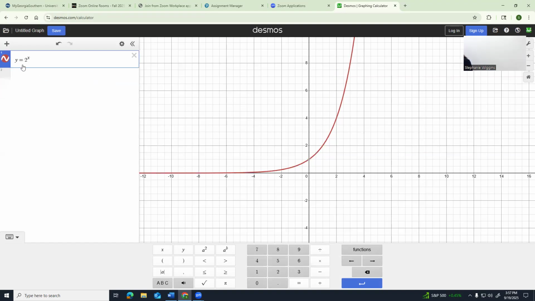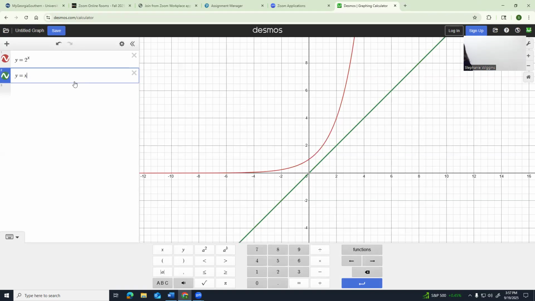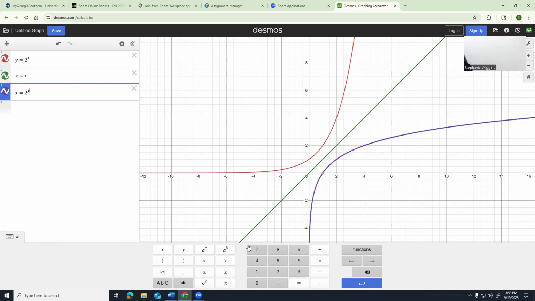So let's focus on y equals 2 to the x. Now, if I interchange x and y, watch what happens. Instead of y equals 2 to the power of x, I'm going to put in x equals 2 to the power of y. And look at what happens. I get the mirror image of y equals 2 to the x across the line y equals x. On this line, x and y are identical. And so it makes sense if you switch x and y, you're going to get a mirror image.